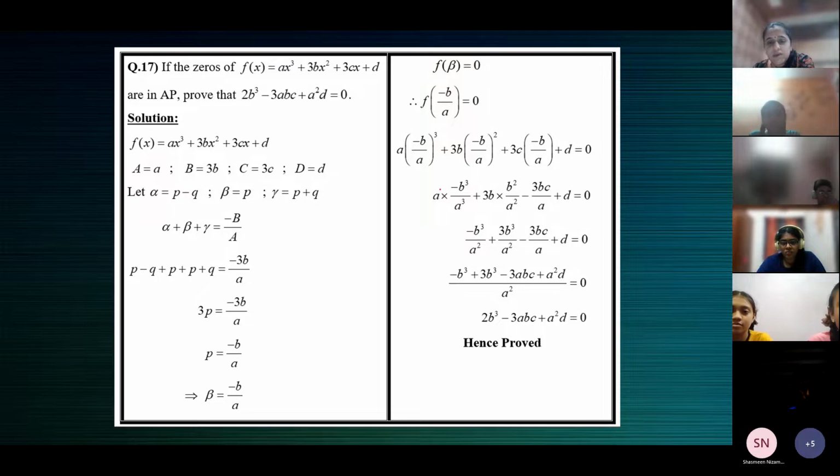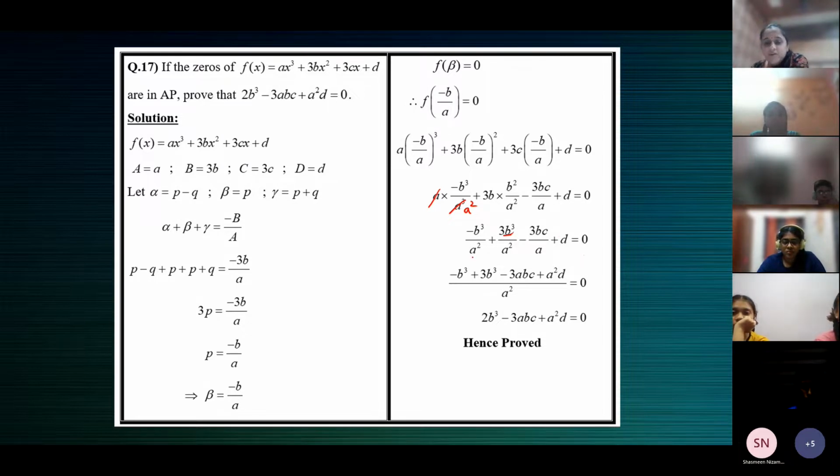So here, a and a cubed you can cancel, you'll get a square here. So minus b cubed by a square. 3b into b square is 3b cubed by a square. Minus 3bc by a plus d is equal to 0.